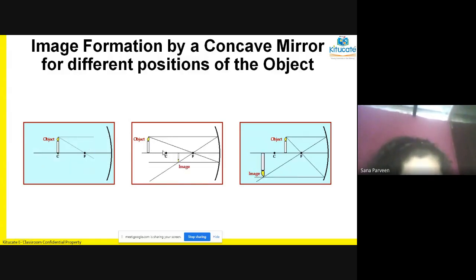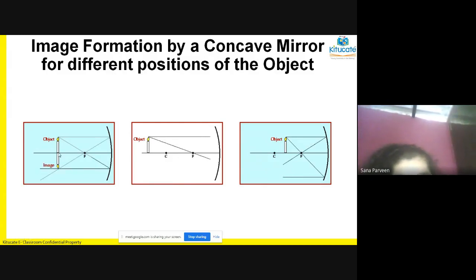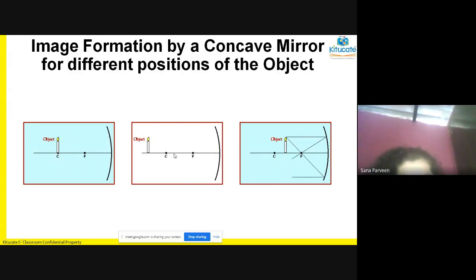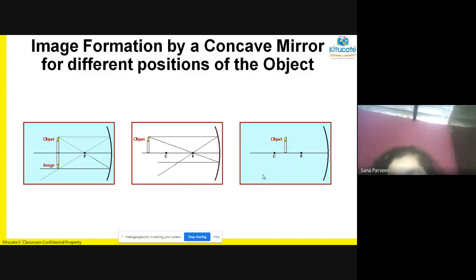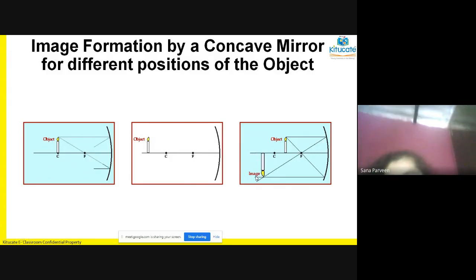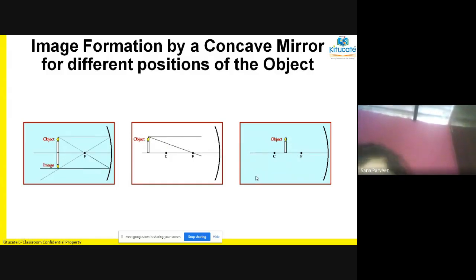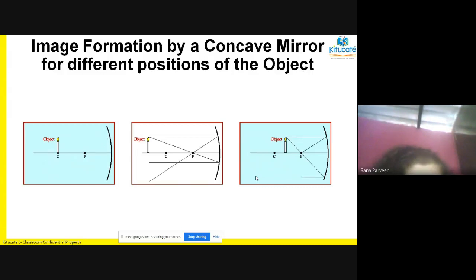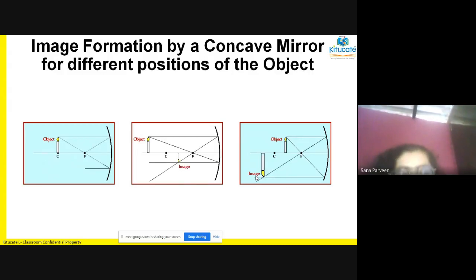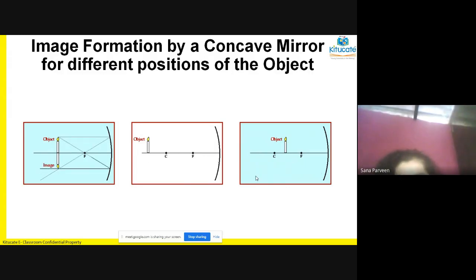Beyond C, the center of curvature. The image is formed between C and F, and if you focus and see, the size of the image is changing. Here a different image size, here a different image size, and here an enlarged image. The object is small but the image is enlarged. So depending upon the position you change, the size of the image is going to vary, but the size of the object is never going to vary.